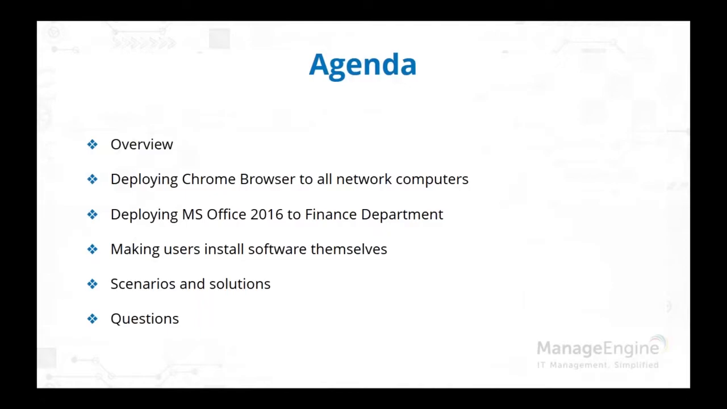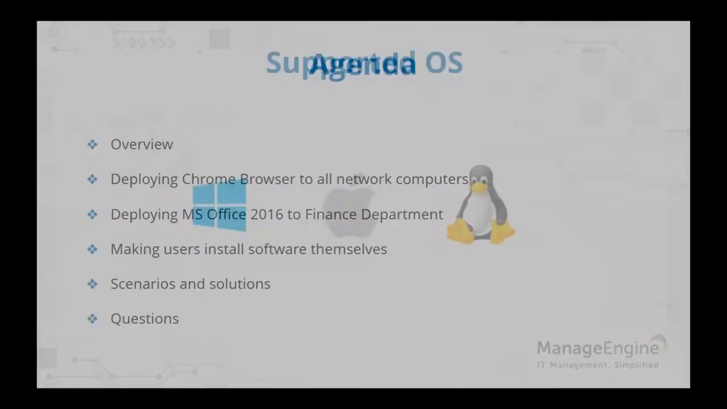And the third scenario is going to be about discussing how an application could be installed with user privilege, like how the users can install the application from their end. We are going to discuss scenarios and solutions in which real-time scenarios are raised and how they could be addressed with the help of Desktop Central. And finally, we are going to conclude with the most commonly asked questions.